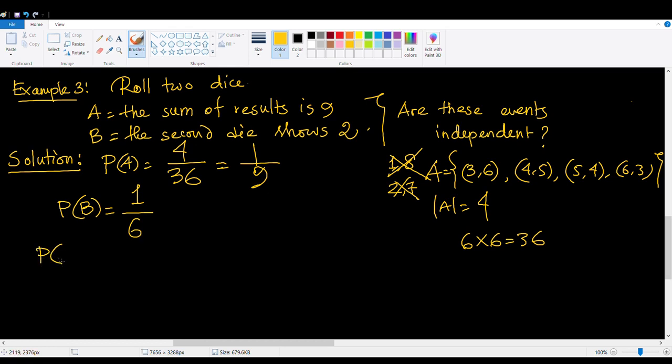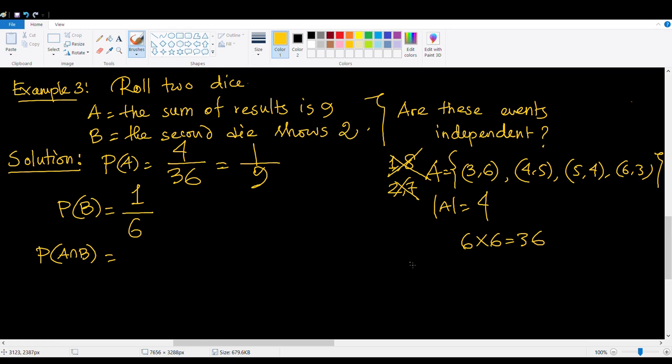Now P of A intersection B has to be calculated manually without the help of our formula of independence. Okay, and then we are going to compare P of A intersection B with the product of P of A and P of B. So P of A intersection B means what? The probability that the sum is 9 and the second die shows 2. Both of these events have to happen together.